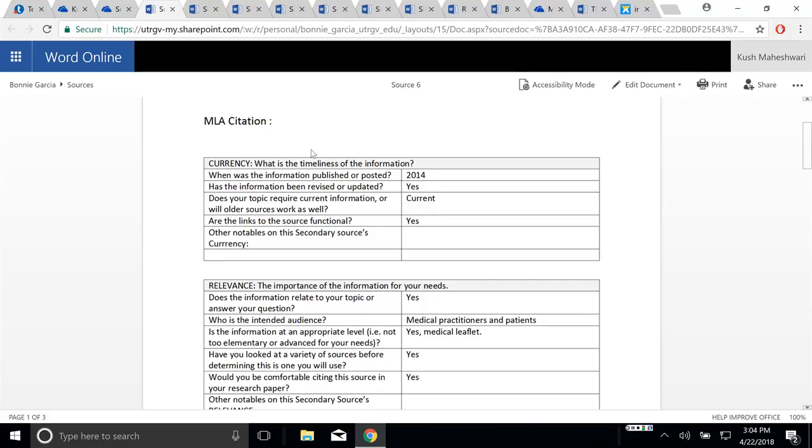So currency: what is the timeliness of the information? Relevance: the importance of the information for your needs. Actually, let me go through these one by one. So currency, if you have an article about technology and education that was published in the 1980s, that's obviously not going to be very relevant.